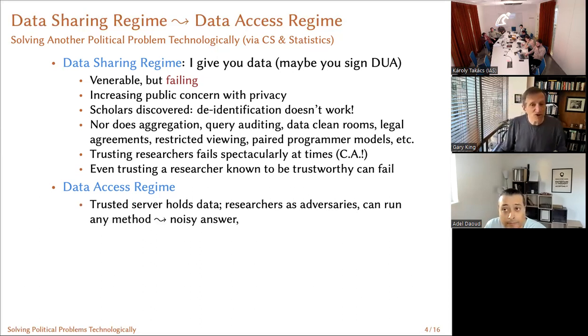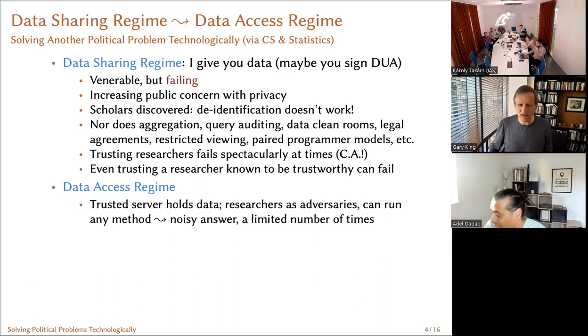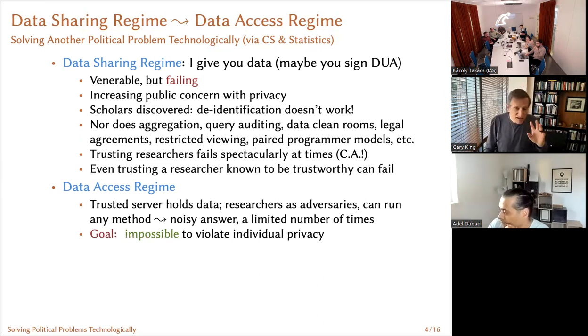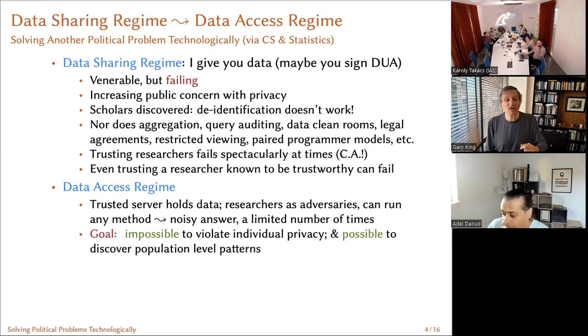We allow the researchers to run any method producing any answer, any type of estimator, but they get a noisy answer. In other words, the server calculates whatever you want it to calculate, and it adds some noise to it, in very specific ways. You can only do it a limited number of times, otherwise you'd average away the noise, of course. Here's the goal: to make it mathematically impossible to violate individual privacy, but still possible to discover population level patterns. That's the question.